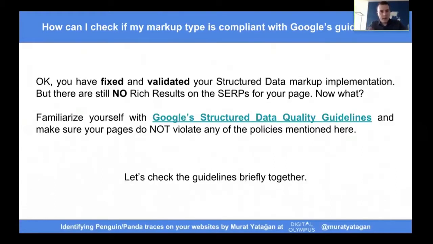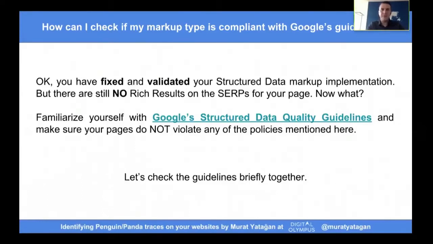So, okay, you have fixed and validated the structured data markup implementation. The code is fine, technically it's working. But there are still no rich results on the search engine result pages for your page. So what else can you do now? You have to familiarize yourself with the Google structured data quality guidelines and read through the policies and the examples they provide, so that you can ensure none of your pages violate these guidelines at all.